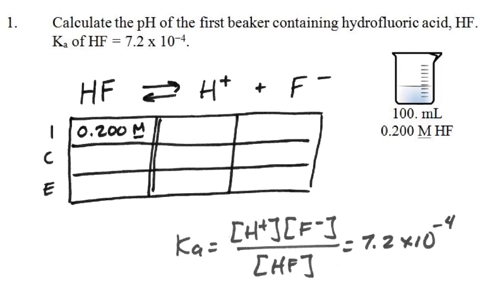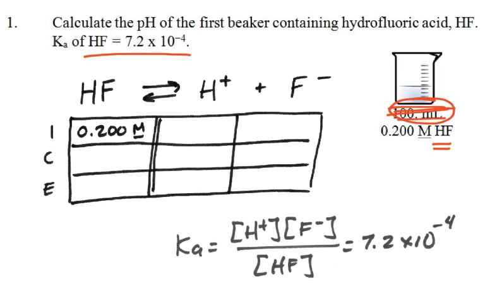So we start off, first question is calculate the pH of the first beaker. So if we have a solution of HF, what is the pH of that solution? And to do that, we have to do an ICE box problem, and we need to know the Ka of the HF, and we're given that. And we're also given that there's 100 milliliters of this, and we really don't need to know that information for what we're doing. So this is a standard ICE box problem.